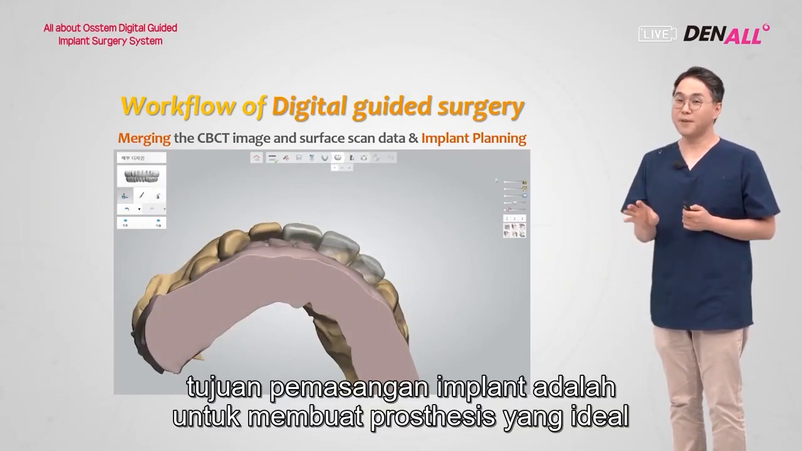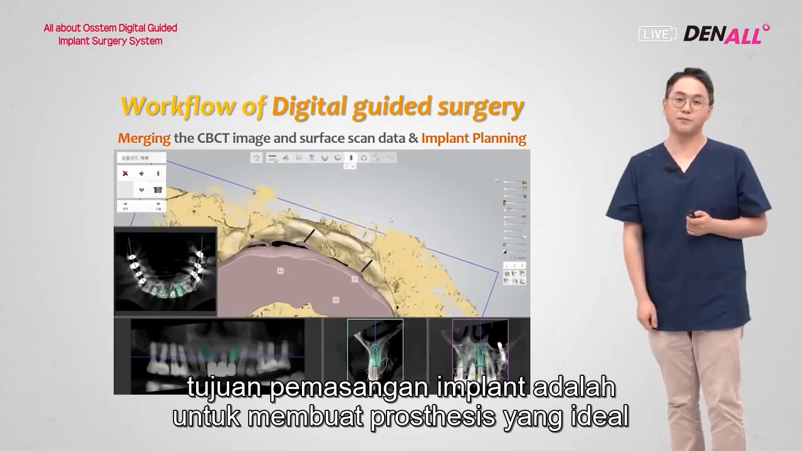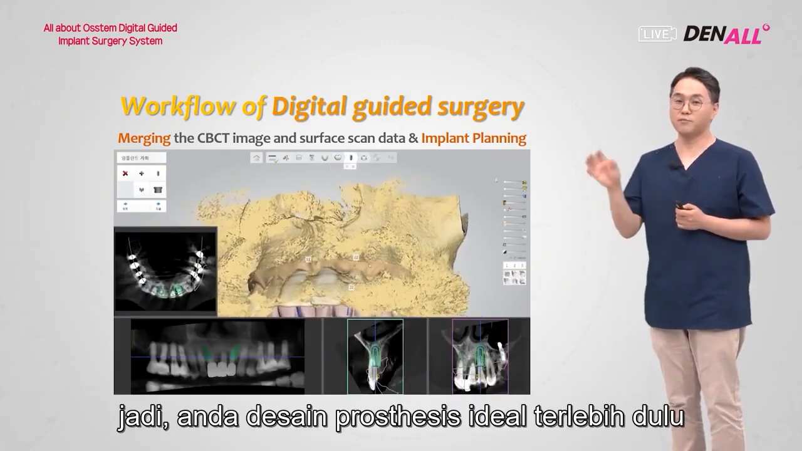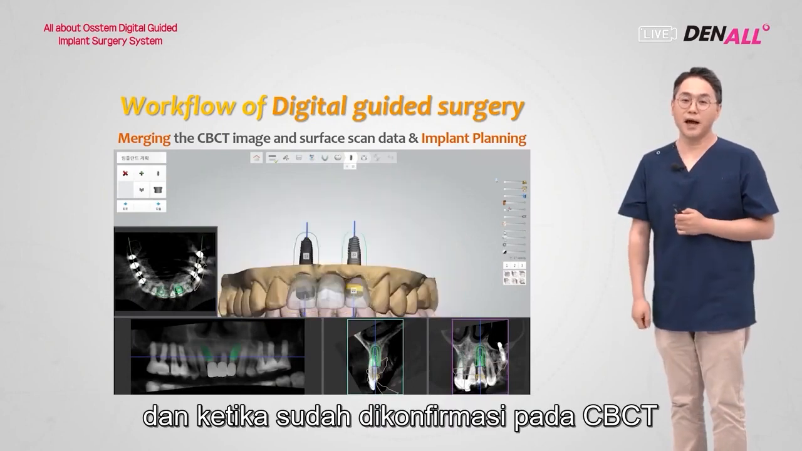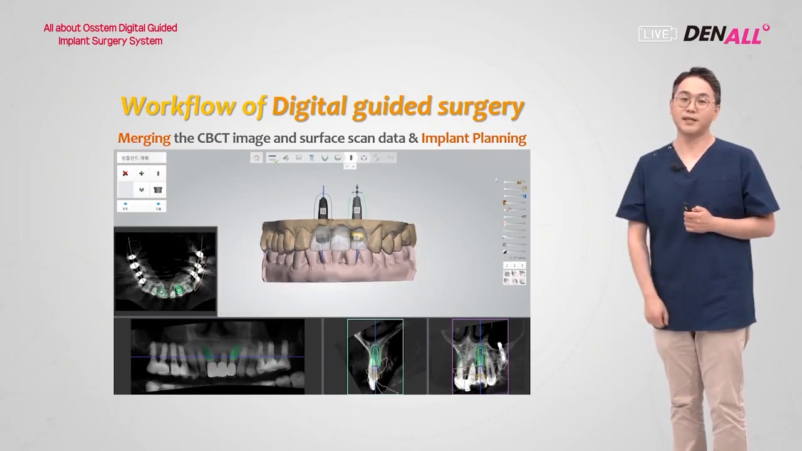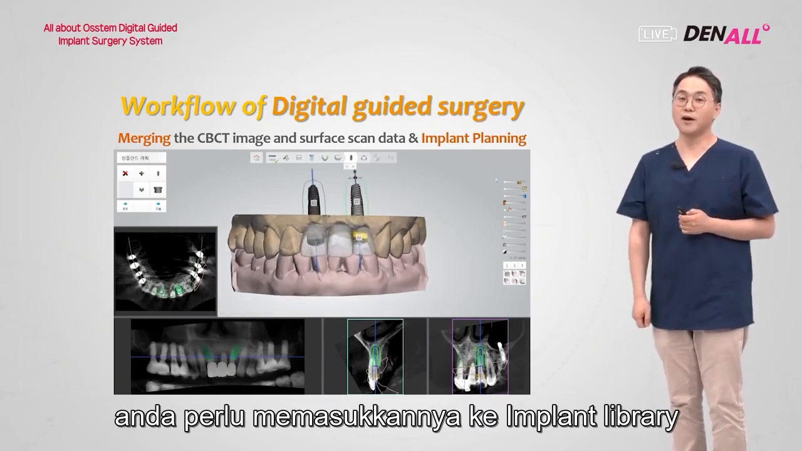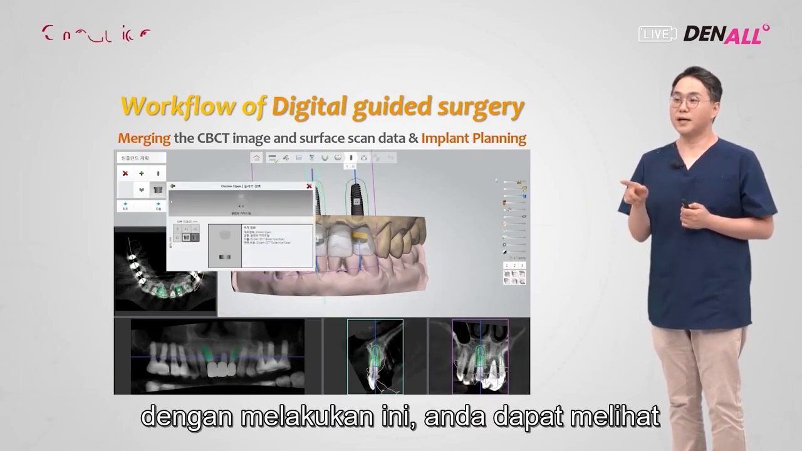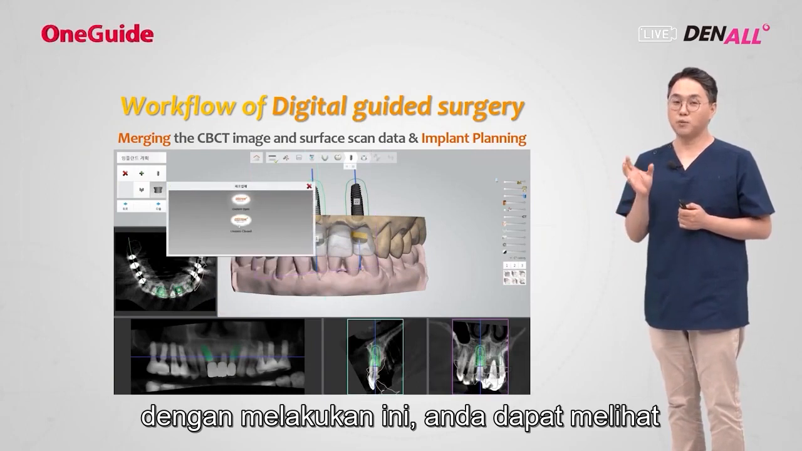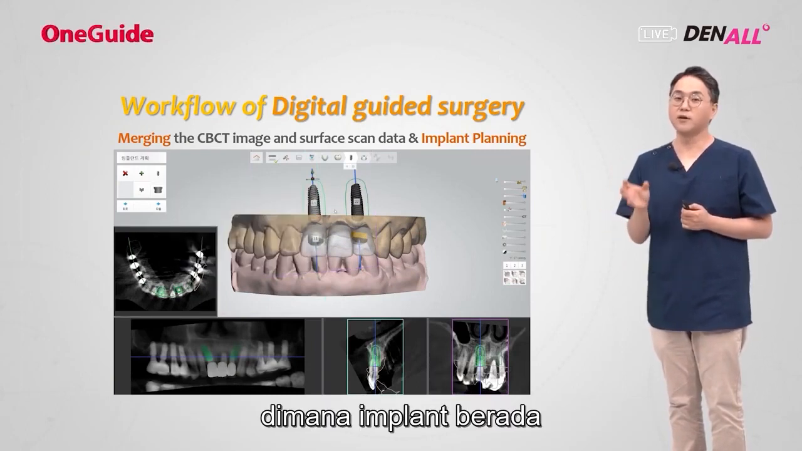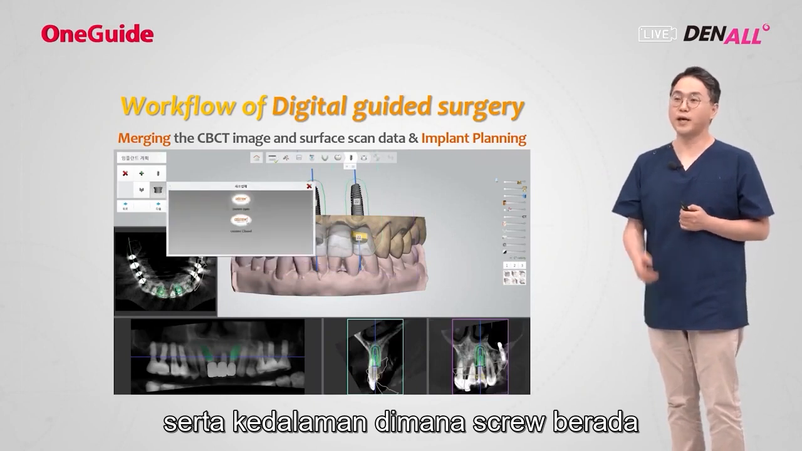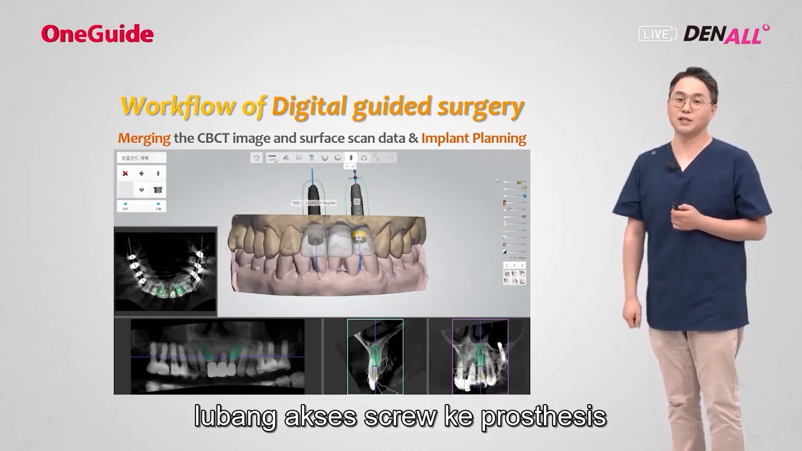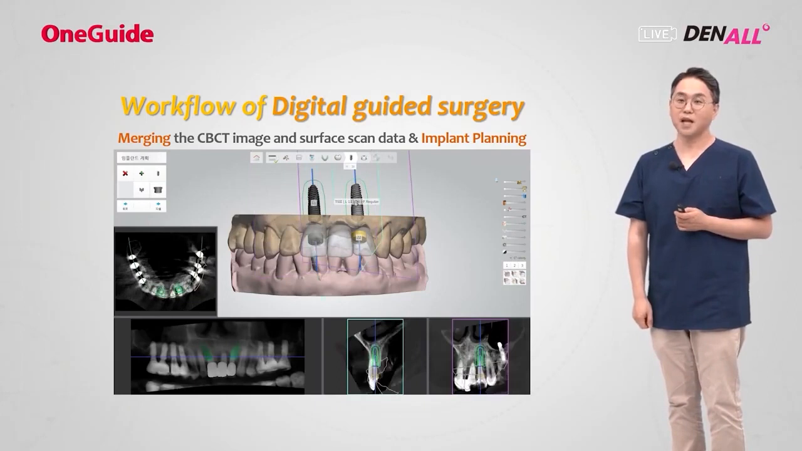The purpose of placing an implant is to create an ideal prosthesis. So you design the ideal prosthesis first, and once this is confirmed on the CBCT image, you put in the implant library. By doing this, you can see where the implant is and at what depth, and where the screw access hole goes on the prosthesis.